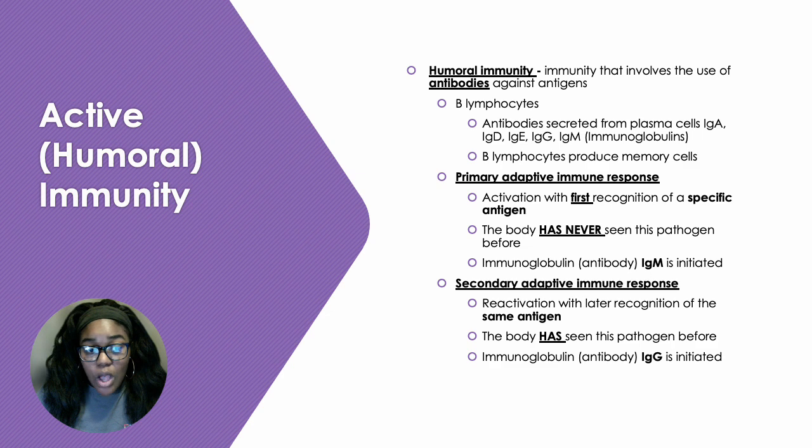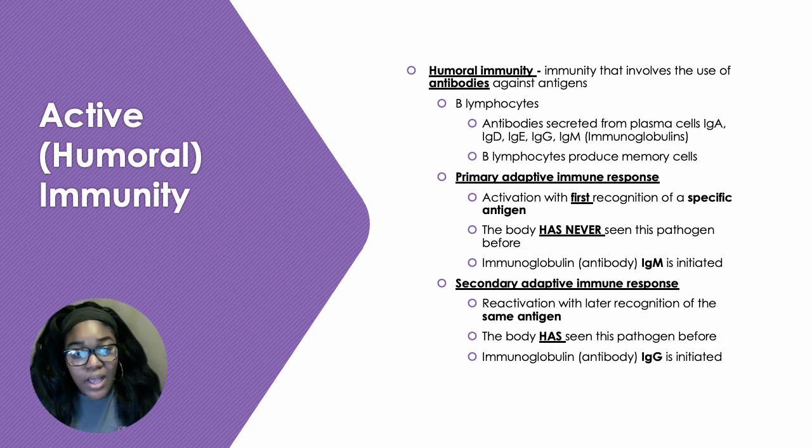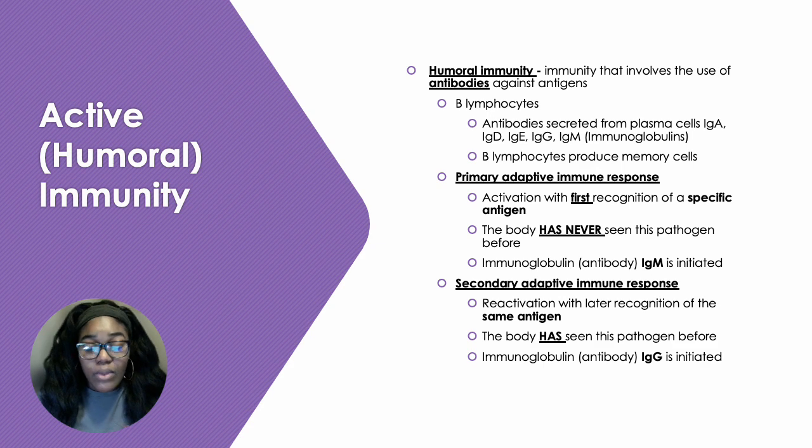The first area I want to talk about is primary adaptive immune response, and that is the activation of the adaptive immune response with the first recognition of a specific antigen. So in this process, the body has never seen this pathogen before, so there is no pre-exposure except for that moment that the body has been exposed. The antibody that is initiated is called IgM. It is an immunoglobulin, and for the purposes of this lecture, please understand that immunoglobulins are the same thing as antibodies, and I will use them interchangeably within this lecture.